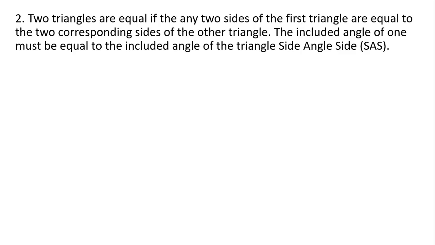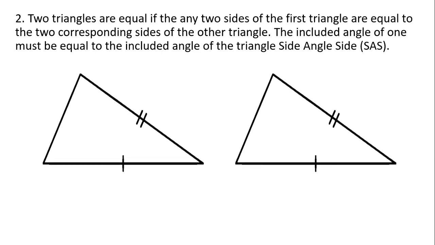Two triangles are congruent if any two sides of the first triangle are equal to the two corresponding sides of the other triangle. The included angle of one must be equal to the included angle of the other triangle. Side, angle, side.